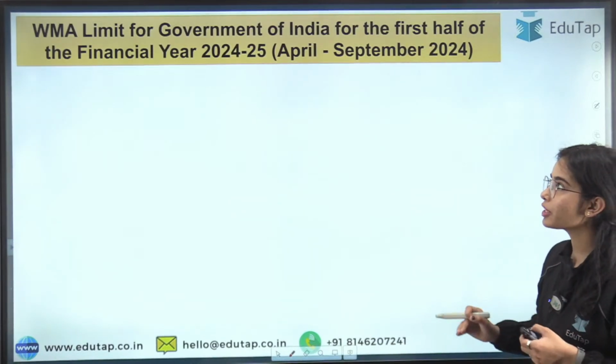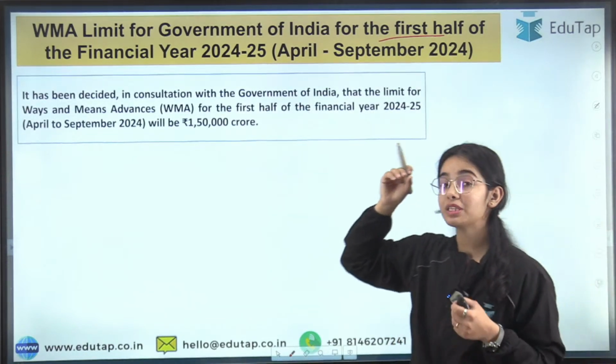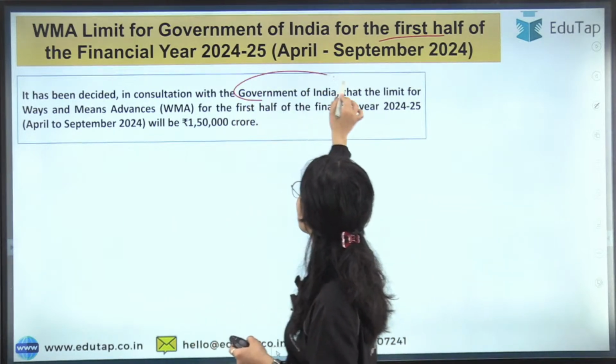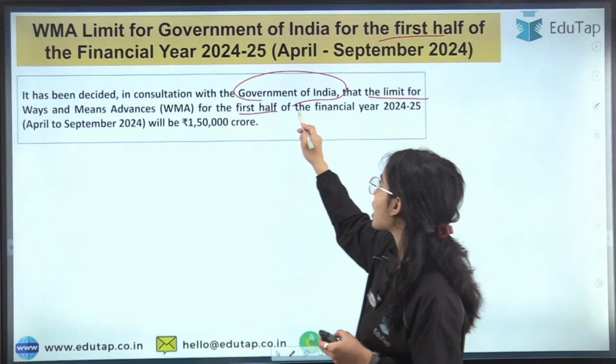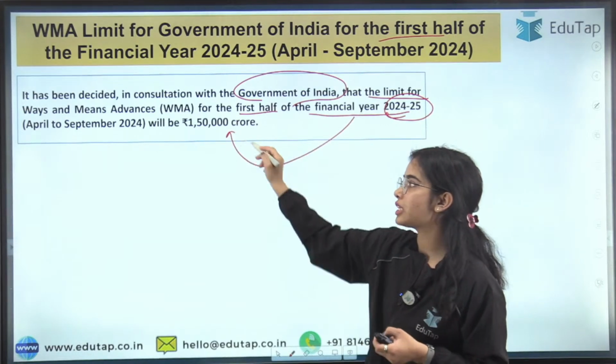Now, the WMA limit for the Government of India for the first half of the financial year. It has been decided by the Reserve Bank of India in consultation with the Government of India that the limit for ways and means advances for the first half of the financial year 2024-25 will be 1,50,000 crore.